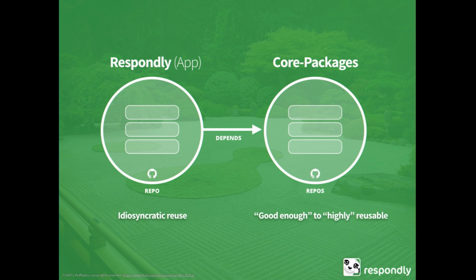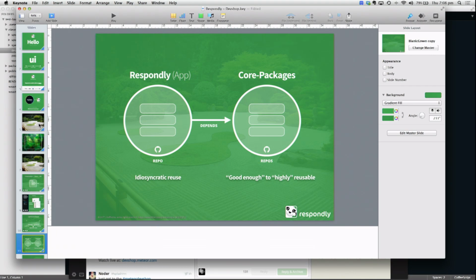So the way we factor Respondly, in support of that, is like this. We have two repositories: the Respondly app, which is where all the idiosyncratic reuse exists, and then another thing called core packages, where we have controls that are intended to be reused that have nothing to do with Respondly's specific value proposition.